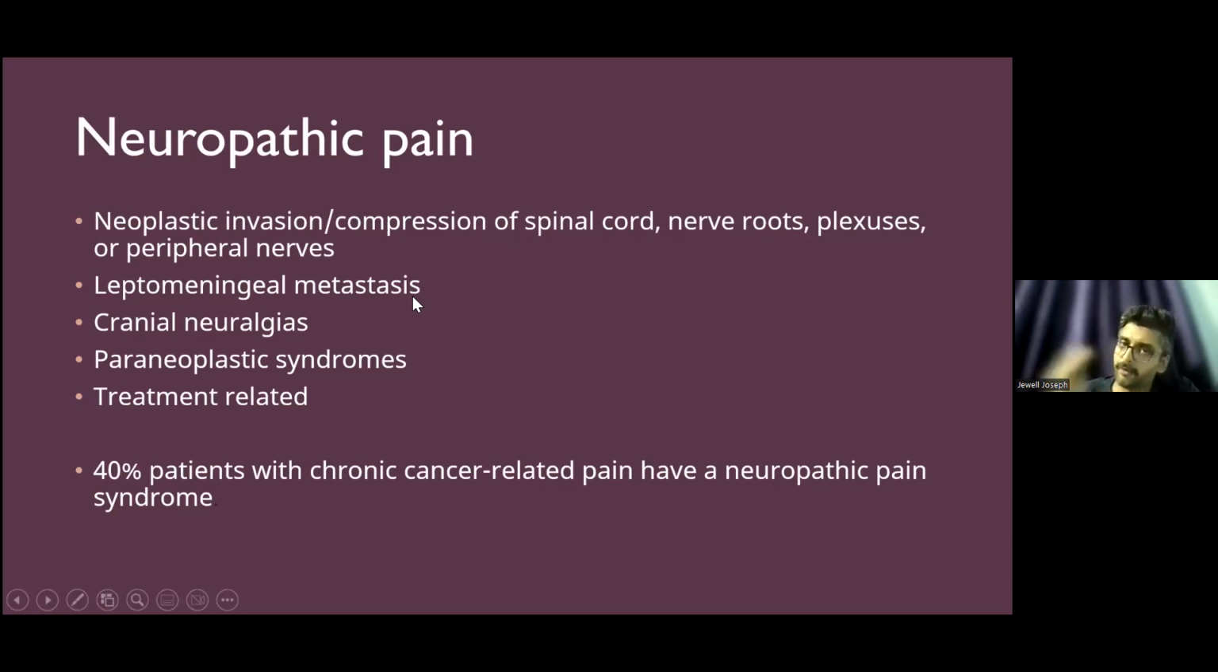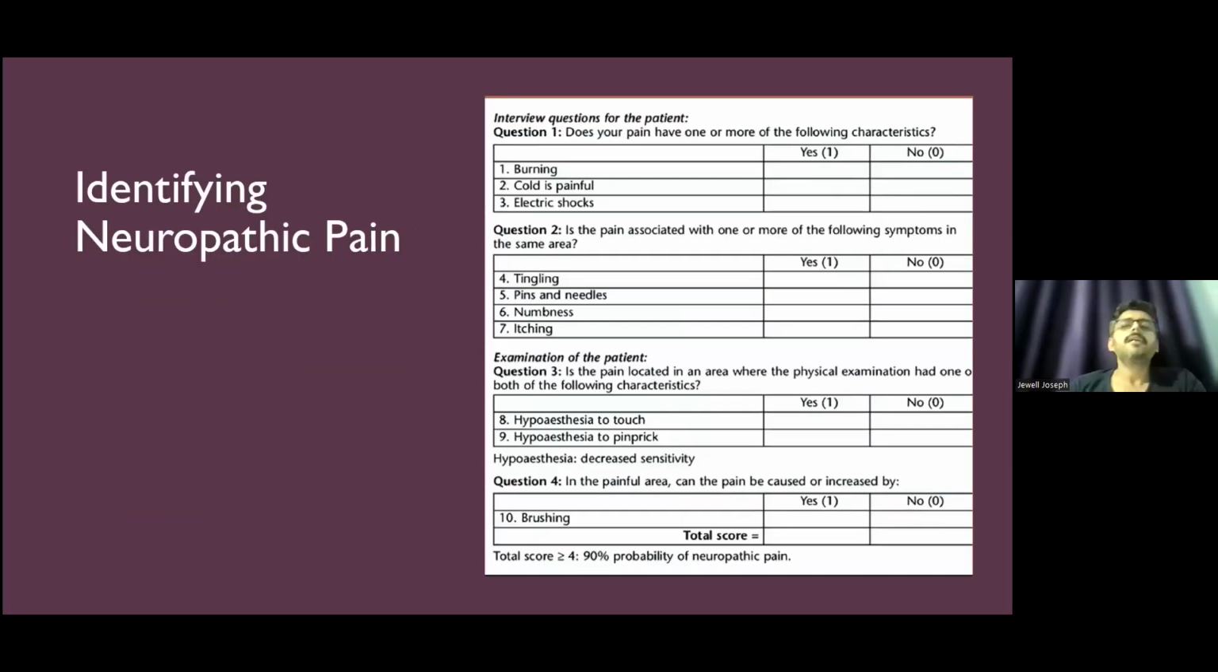So it may not always be tumor related factors, it can be treatment related also. So especially chemotherapy drug related. Platins and taxanes can cause peripheral neuropathies along with various other drugs. Radiotherapy, especially radiotherapy to breast, can cause brachial plexopathy, and all those things can be there. So it can be either tumor related or treatment related. It is said that 40% of the patients with chronic cancer related pain have a neuropathic pain syndrome. So identifying neuropathic pain is an important thing so that we will be able to treat it better.